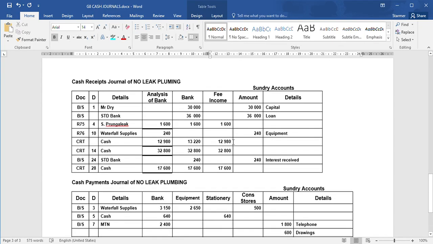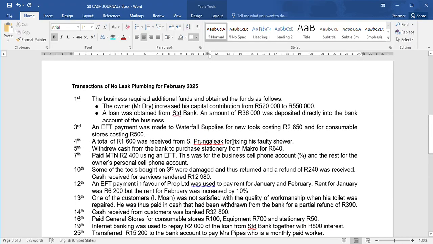Okay, let's go through the example. When you are doing this work, I suggest you read the transaction and record it straight away. Do not read through the transactions and decide CRJ and CPJ and then have to go back and reread all the transactions. Rather read the transaction and enter straight away.